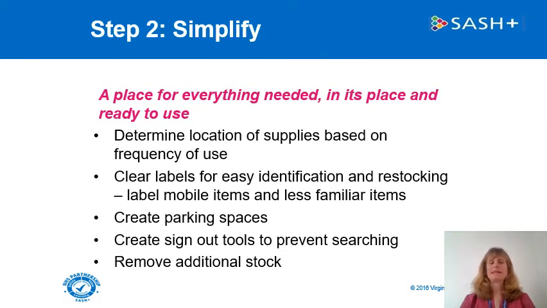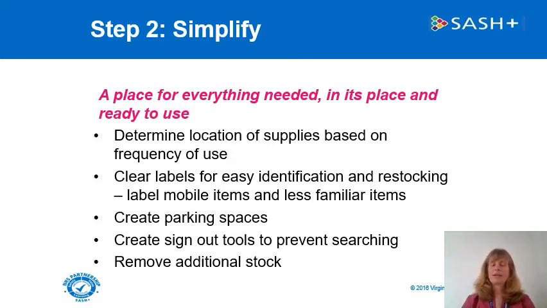Step 2 is simplify. A place for everything needed, in its place, ready to be used. So it's important to determine the location of supplies based on their frequency of use. Put the things that you're using most frequently easiest to reach, so that they are most accessible for the point of use. And then you can put things that are used less frequently, say higher up on a shelf or further down a shelf or in a store cupboard further away from the point of use.